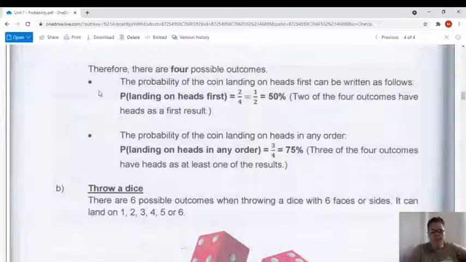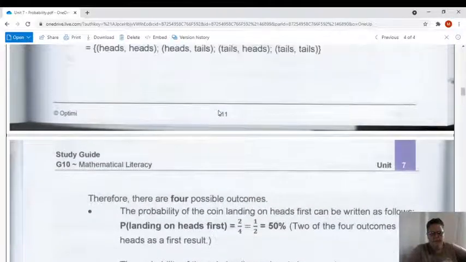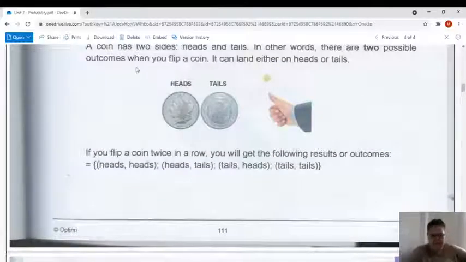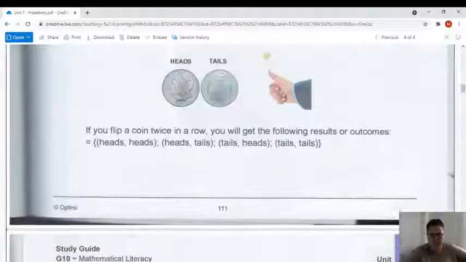The probability of the coin landing on heads first can be written as follows. P, open your bracket, landing on heads first, bracket. So the probability of landing on heads first will be, because we've just said there are 4 possible outcomes, you have put 2 out of 4, which is also equal to a half, which is also equal to 50%. 2 of the 4 outcomes has heads as the first result. Okay, how do you know that, ma'am? If you look over here, 1, 2. Okay.